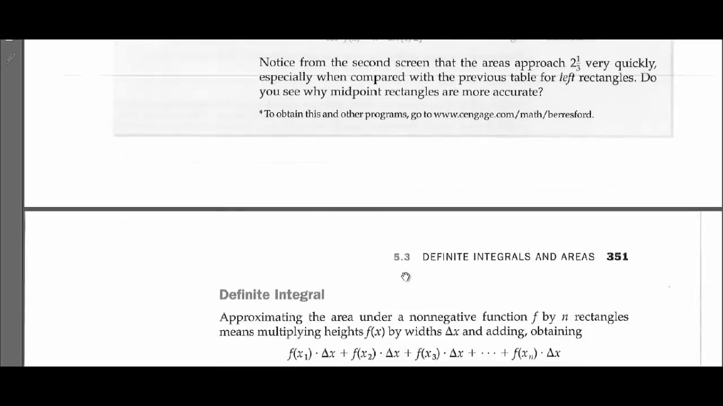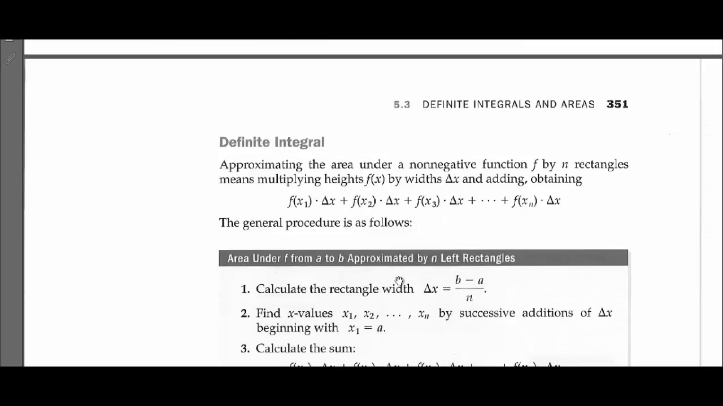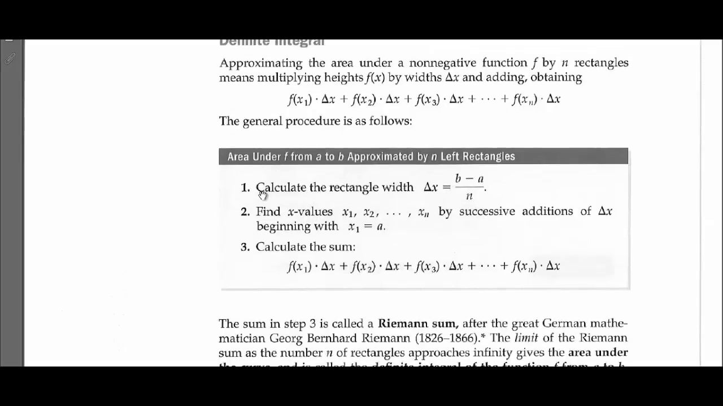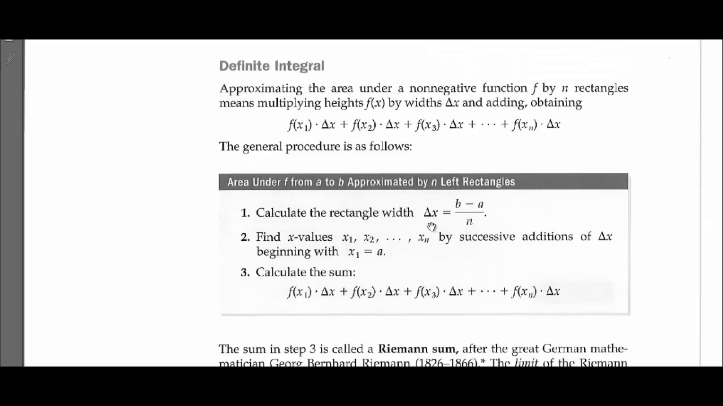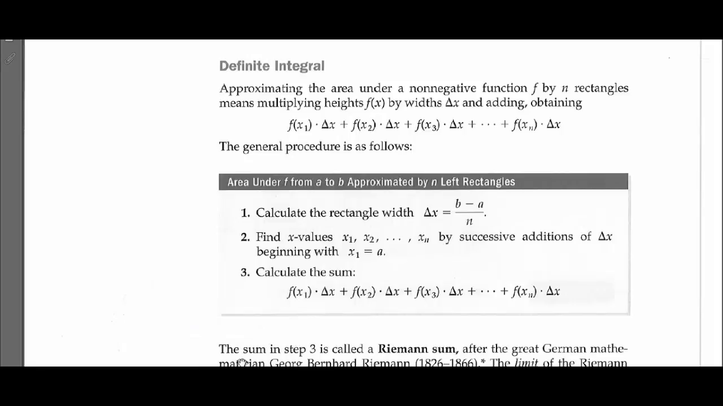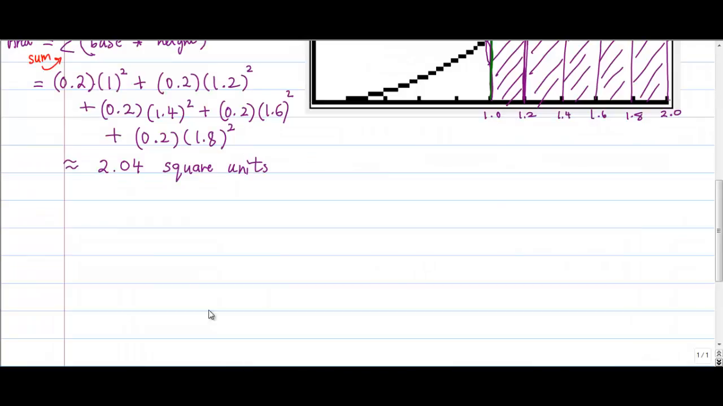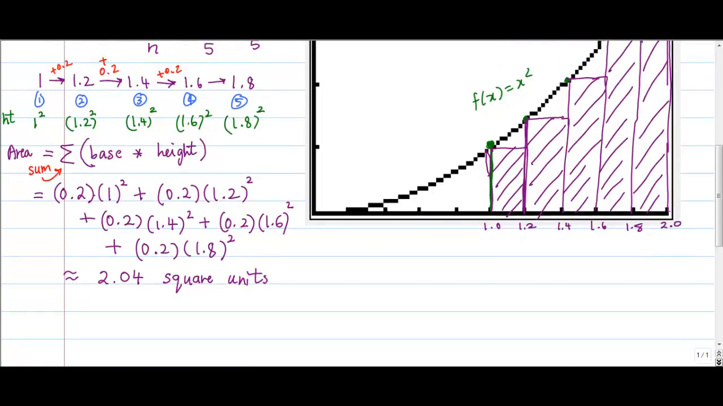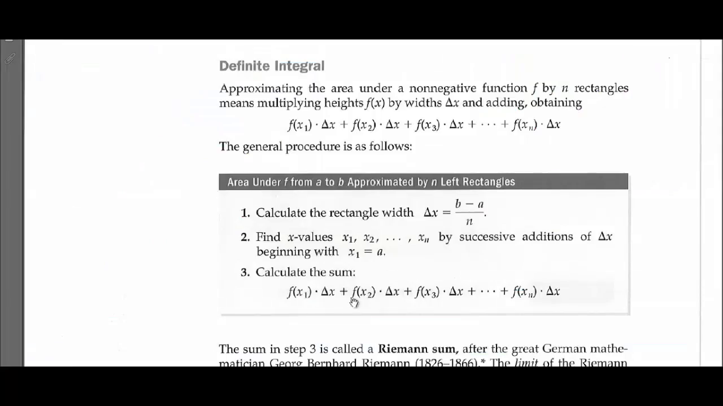Okay, let's go to page 351. So this is basically the procedure on how to find the area under the curve using rectangles. Okay. First of all, you calculate the width like we did, delta x. Here's the formula. You find the x values, like we did before, because you add delta x every single time. So you start with what we started with, 1, and then you add. Remember, we added 0.2 every time. And then you calculate the sum.